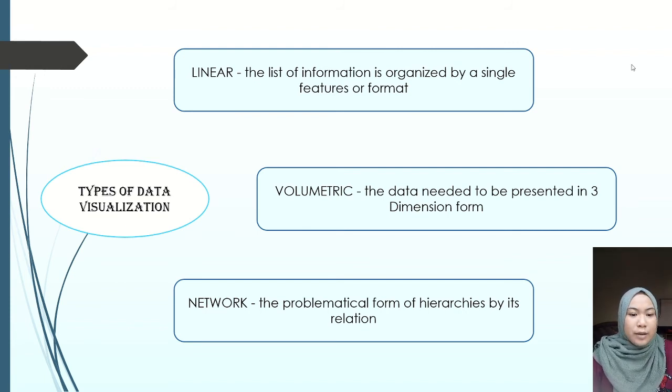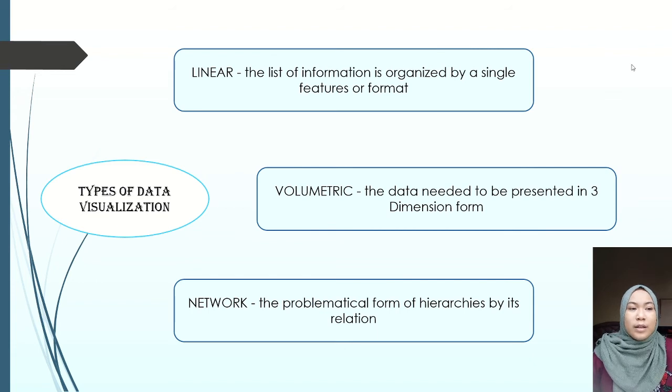The third type of data visualization is network data visualization. Network data visualization is generally used to represent problematical forms of hierarchy by their relations. This method displays the information in either a directed graph or an undirected graph. The purpose is to reveal the relationships between the entities. You can also see one of the figures I've shown in the short paper. I would like to talk more generally in my presentation.